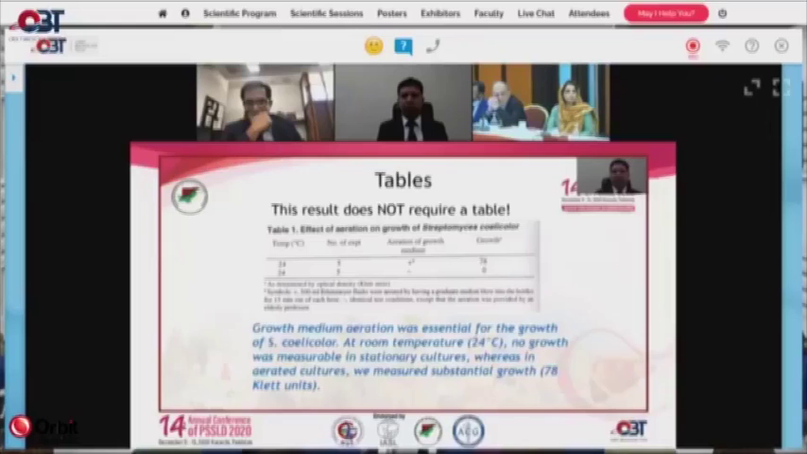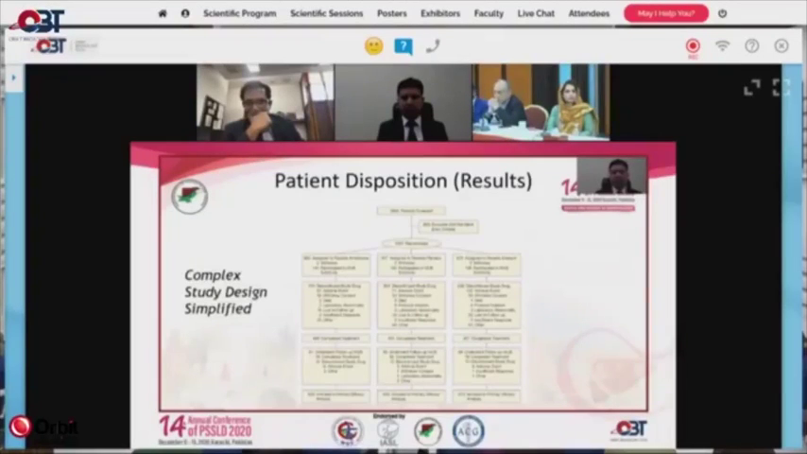So I always recommend my students to make a flow sheet diagram for their study. The flow sheet diagram simplifies the complex study, and when a reviewer reads your paper and sees the flow sheet diagram, they will have a good idea of what you did in your study.